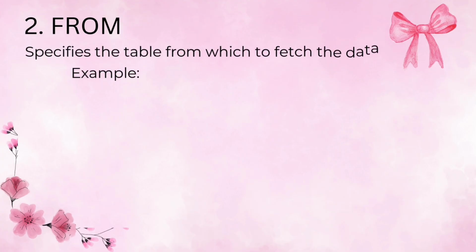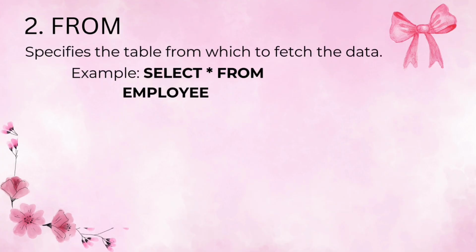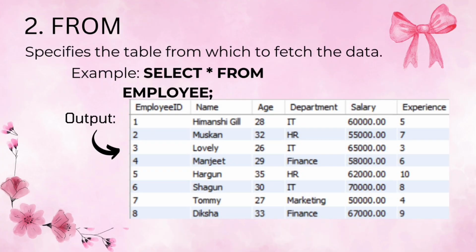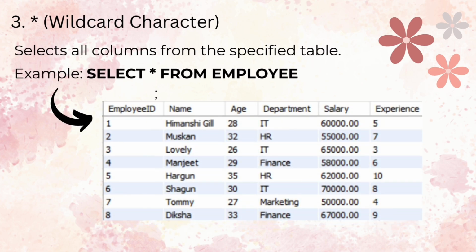The from command specifies the table from which to fetch the data. The example query I used here uses the wildcard character, which we will discuss later in this video. This example would give the whole employee table as output. Moving forward, the wildcard character selects all columns from the specified table. In the example, we are selecting the employee table, so the output would contain all the columns of the employee table.